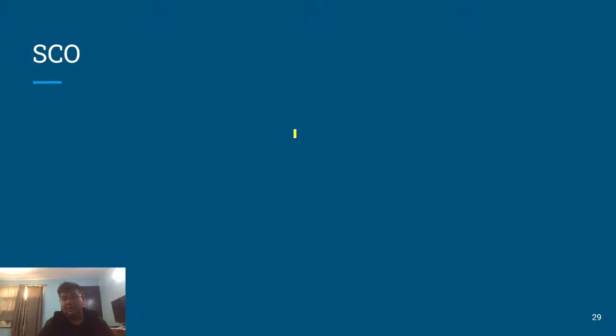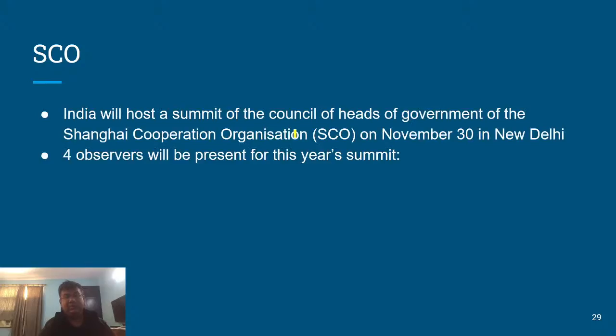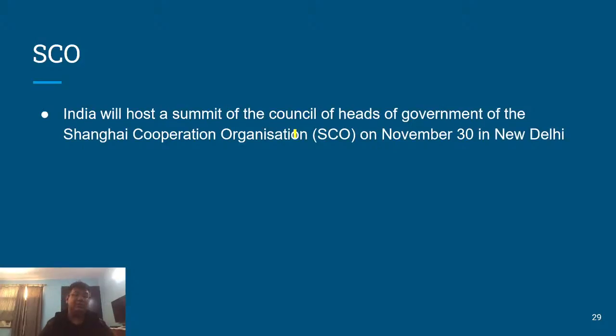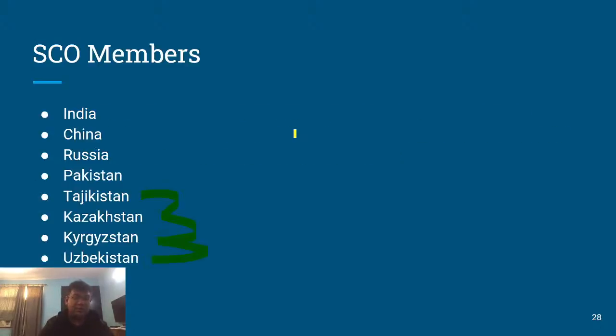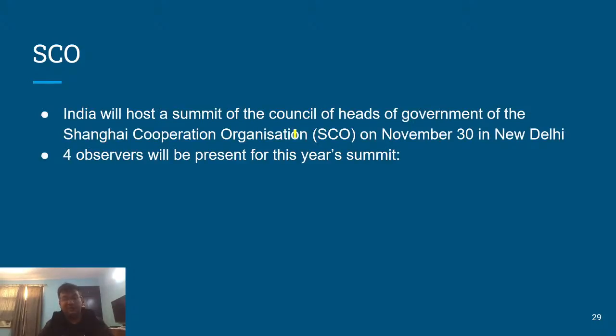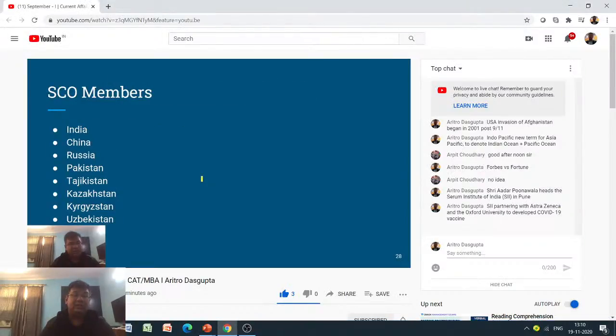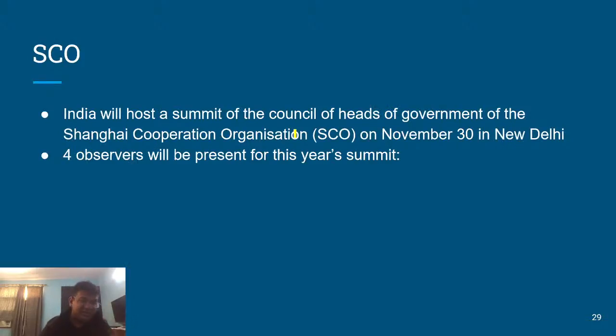Right. Moving further ahead, let's discuss a little bit more on the SCO. This year, there's a particular summit of the Council of Heads of Government on November 30th. India will be hosting in New Delhi. This event will be unique. It will have these eight member countries, but it will also have four observer members. Observers are people who can attend a session. They do not have voting rights, nor do they have veto powers. They can give recommendations, which may or may not be accepted, but they can sit and listen to all the discussions. So who are these members? One is Afghanistan. Again, it's a Central Asian country.